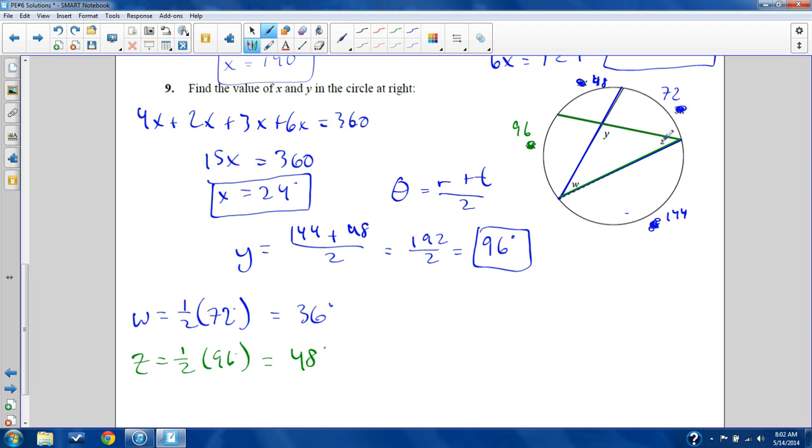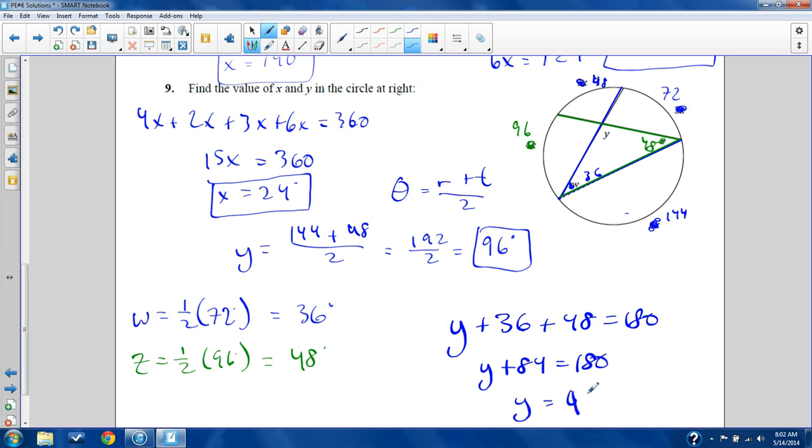So now you have that z is 48, w is 36, and y would be whatever's remaining that adds up to 180. This is a triangle right here with angles 36 and 48 and y. So y plus 36 plus 48 equals 180. Add these up. 36 plus 48 is 84. So y plus 84 is 180. Subtract 84 from both sides, you'll get y equals 96 degrees that way as well.